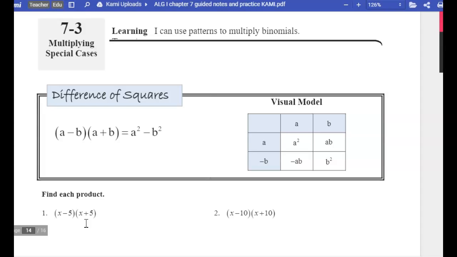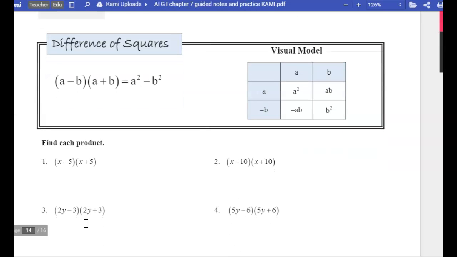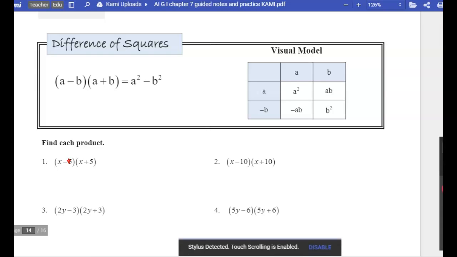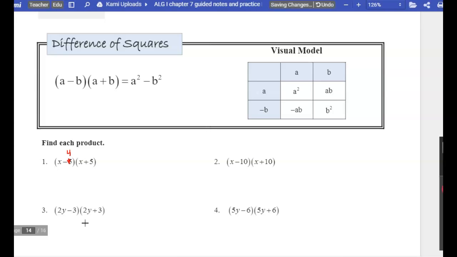So the first one we have is where you have a minus b times a plus b. Or you can see some of the examples we're going to do down here. Standard ones you're going to see is x minus a number and then x plus the same number. Okay. As soon as I change this to like a 4, this is no longer a special case and you can't use this formula. I can't say that enough, and I'll say that multiple times throughout today's notes.